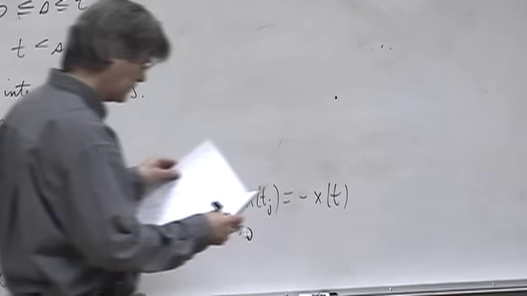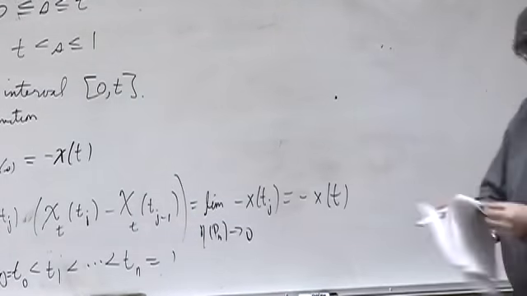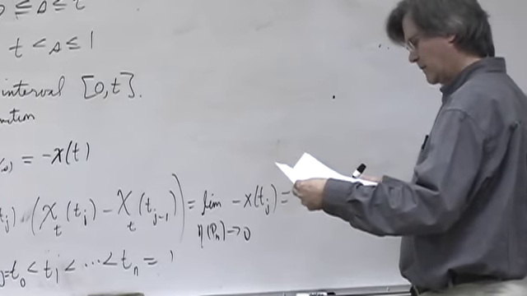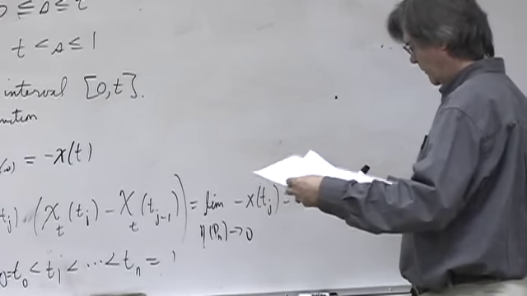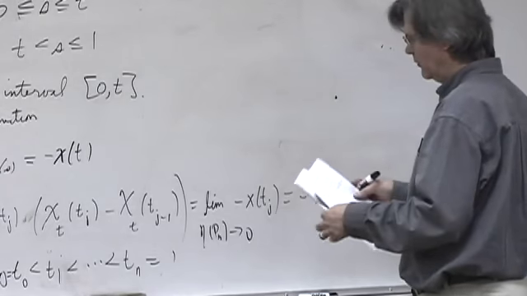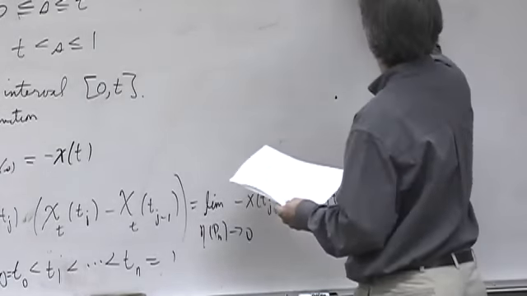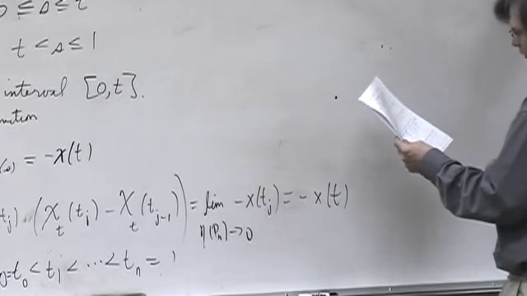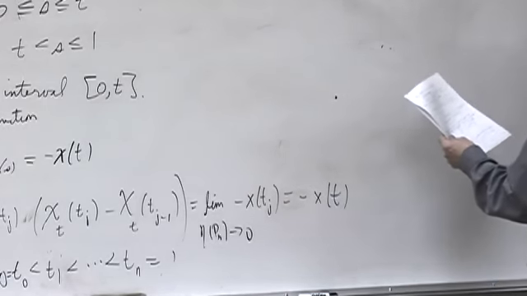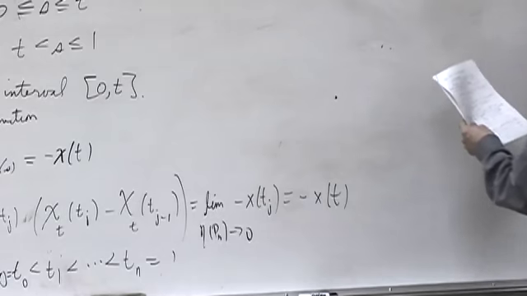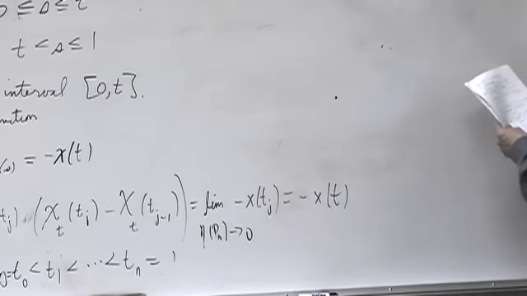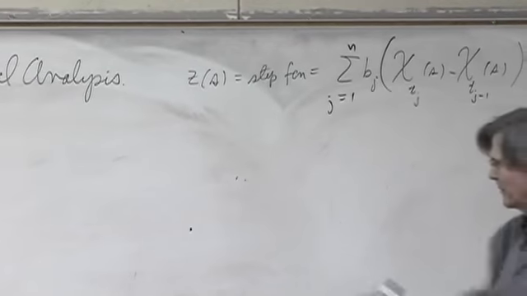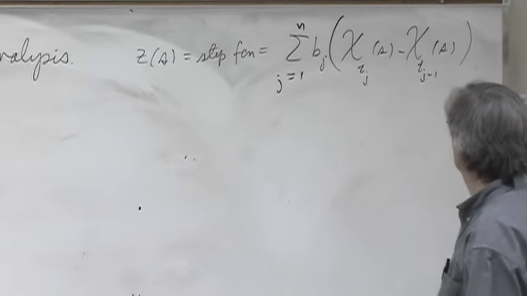Where I wrote it down. Now, what I want to do is introduce then the step function. I also had a step function, z of s equals a step function. It looks like this. It's going to be of the form the sum of b_j times chi_{t_j}(s) minus chi_{t_{j-1}}(s), j goes from 1 to n. So I'll just go ahead and take the same partition that I have down here and define this thingamajig.